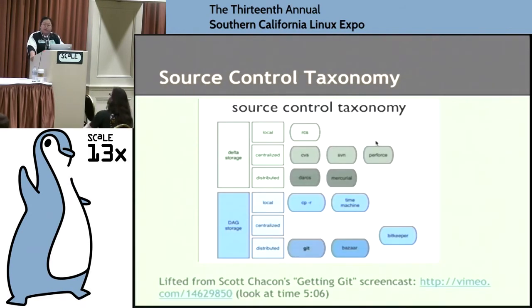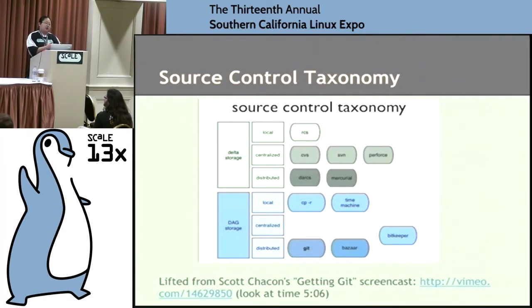So I'm only showing you this diagram because, first of all, I want to highlight that the Getting Git screencast is an awesome video. It's very dense. It's mostly images. You will learn a lot about source control in it. But what I like about this particular image is it shows you one of the differences between Mercurial and Git. And you can see that the way that they store the different versions of the files is different.